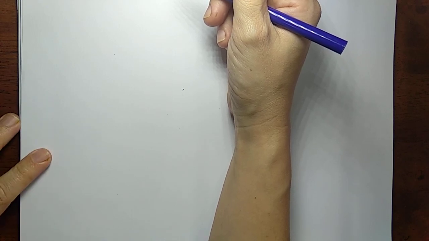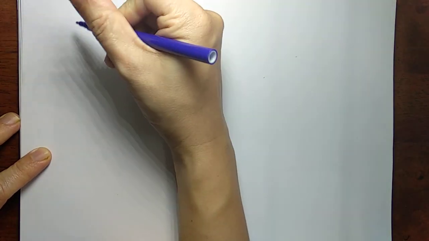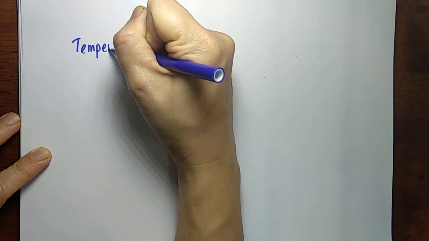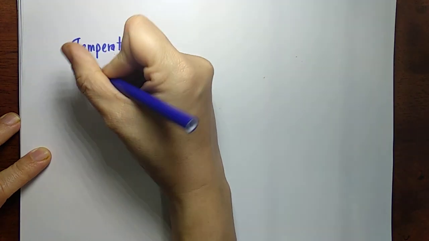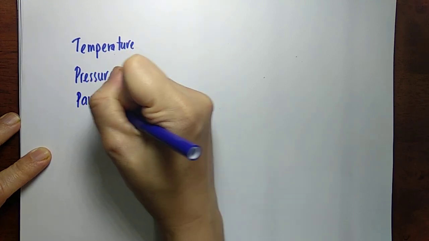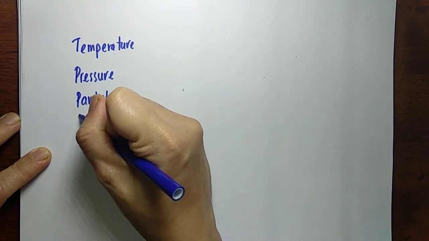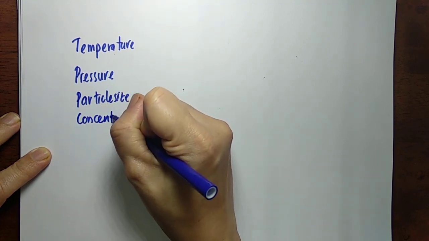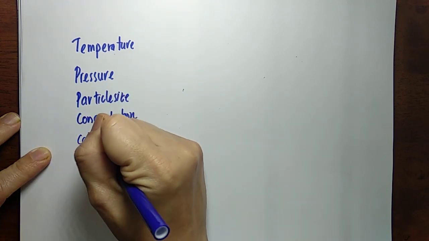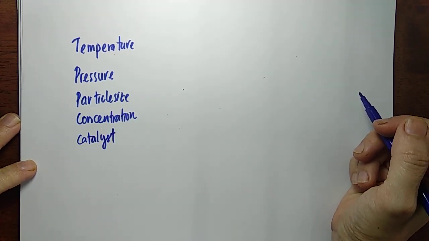Hello. Alright, do you remember the factors that affect the rate of reaction? Okay, so they are temperature, pressure, particle size, concentration, and of course, catalyst. Okay, so these are the 5 factors that affect the rate of reaction.